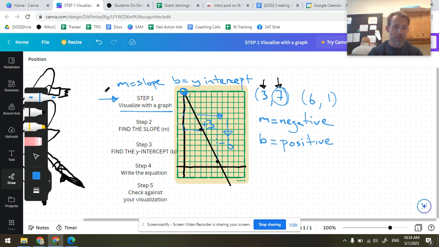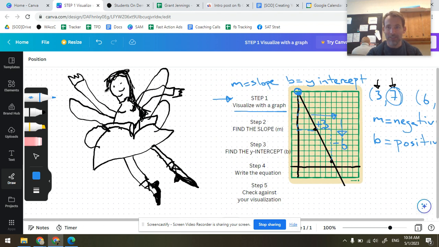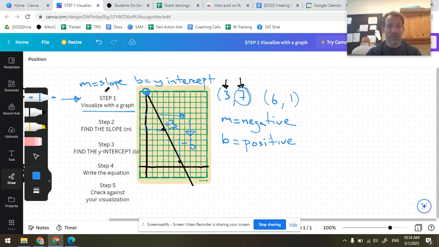Oh, and you're wondering what's over there? Oh, there's a fairy over there. It's a beautiful fairy. All right, so let's keep going.